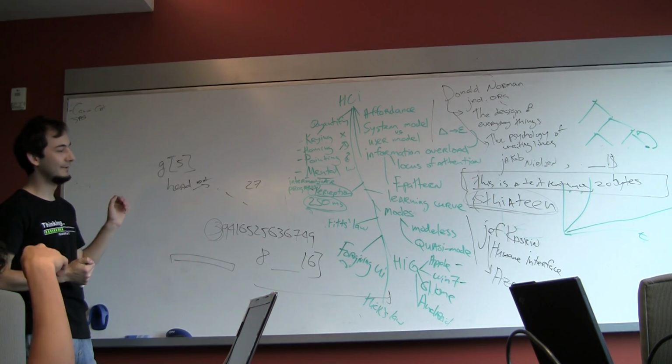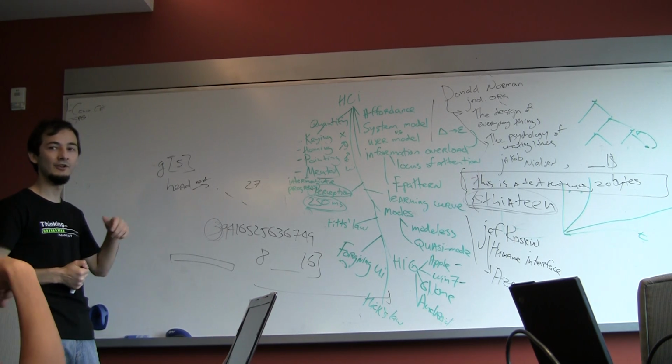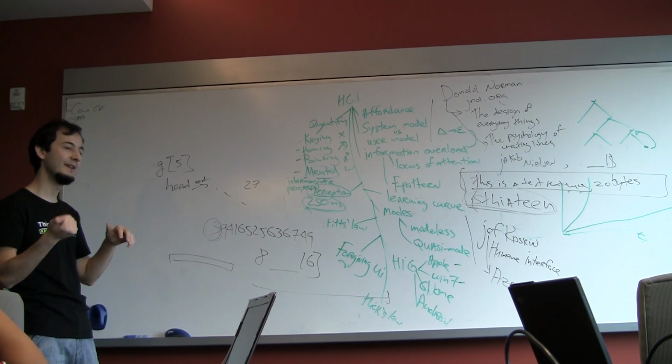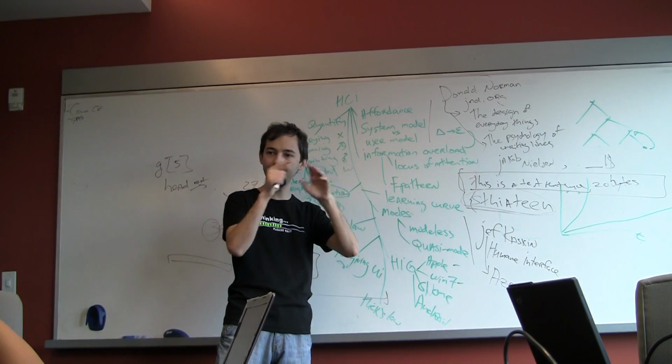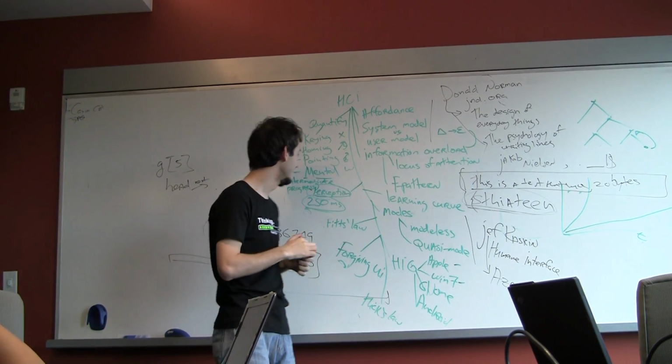So this was an example of how knowing something about how memory works can help you make better decisions in terms of wording labels on your interface.